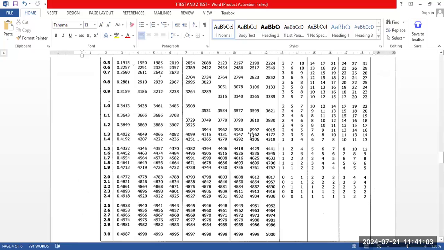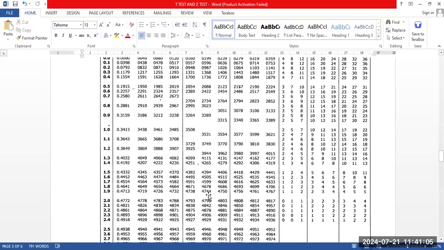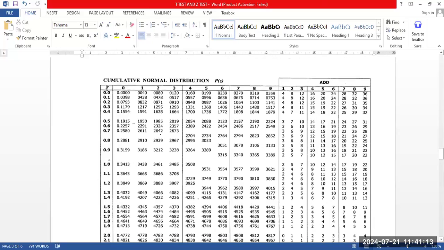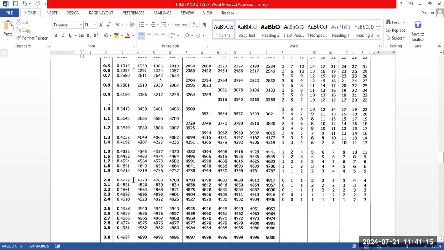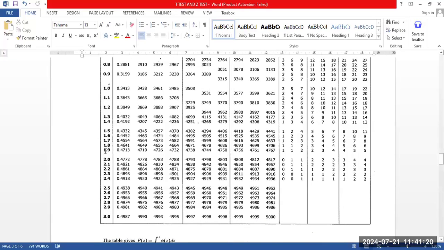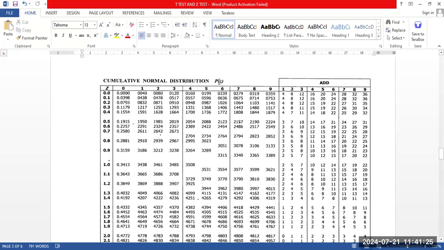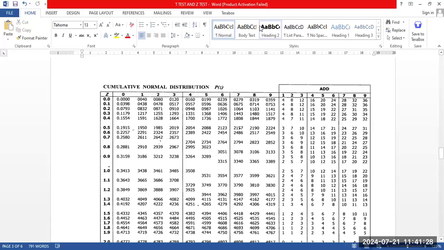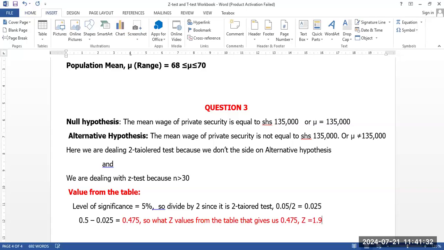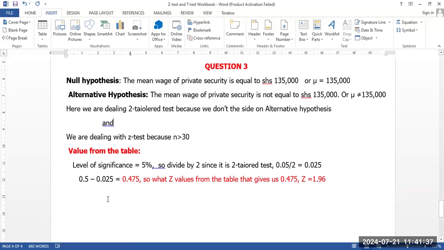You just come to your Z table. You look for where you have 0.475, which is here. And which value of Z gives you this? We start from here, this is the Z column. Here we are, this is 1.9. Then the column that is giving you this is column 6. So we read that, which is 1.96. So that is our value from the table.